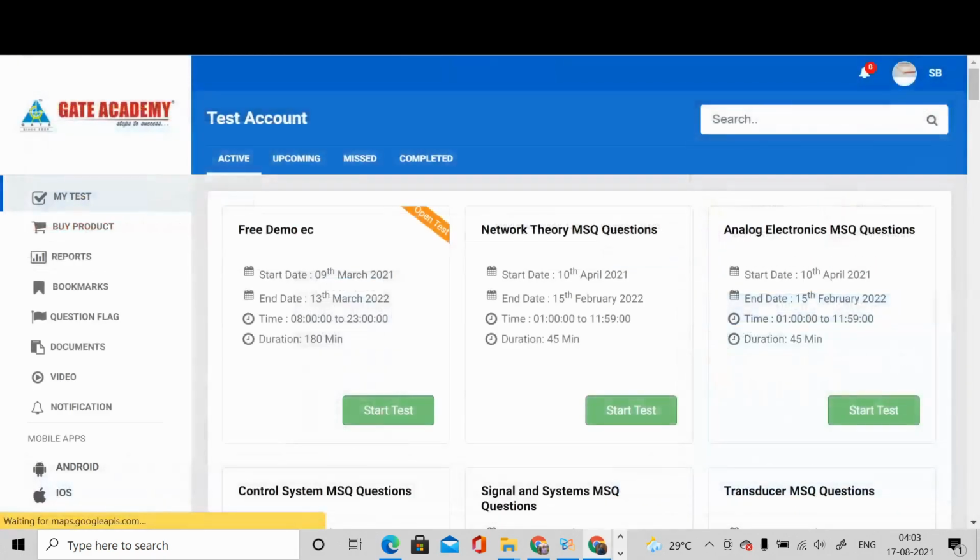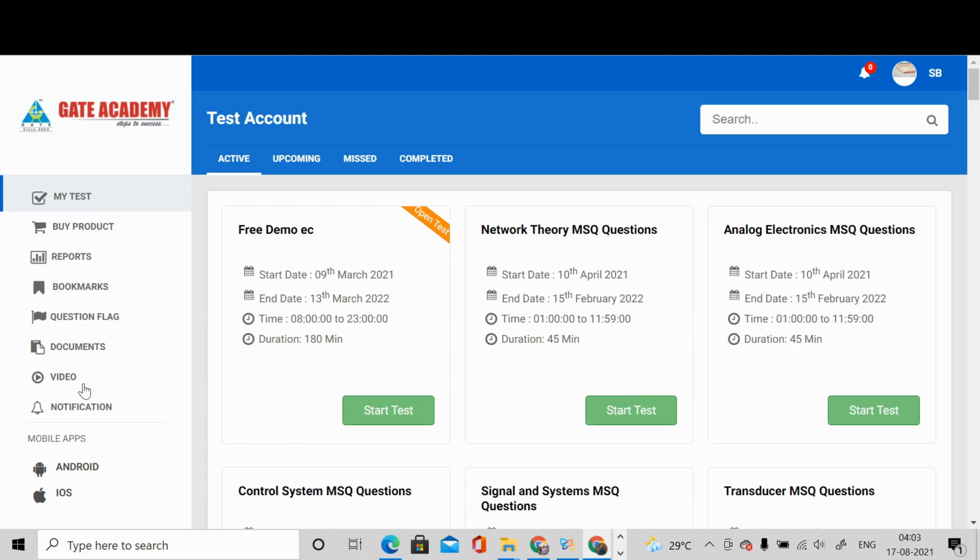Now coming back, I have attempted a few tests of network theory, engineering mathematics, something. And I have also realized that the question level here is quite similar to that of the GATE level. They are neither very difficult, nor very easy. They are of the moderate level.